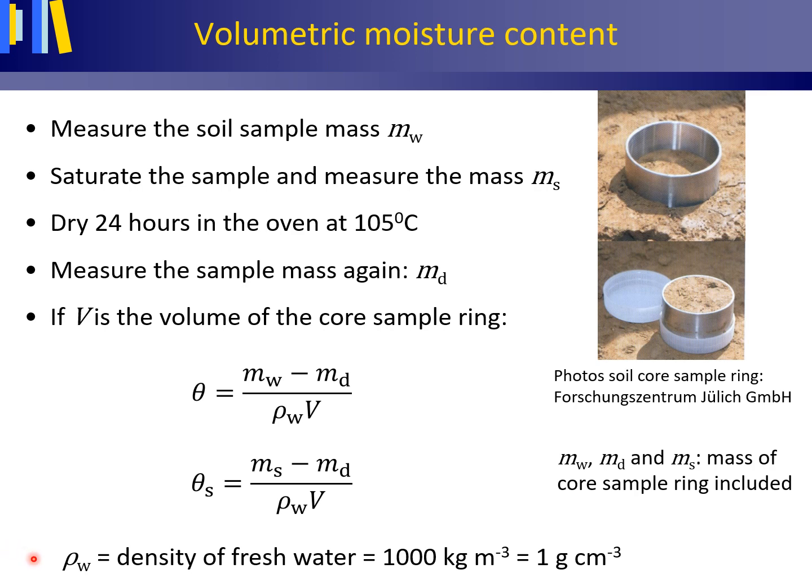Because the density of fresh water, rho W, is 1 gram per cubic centimeter, a difference in mass of 1 gram of water conveniently equals a difference of a volume of 1 cubic centimeter of water. To account for this in the equations, the density of water, rho W, has to feature in the denominators of these equations. Also, because the masses in the numerator of these equations are subtracted from one another, you can simply determine these masses within the core sample ring, that is, with the mass of the core sample ring itself included.